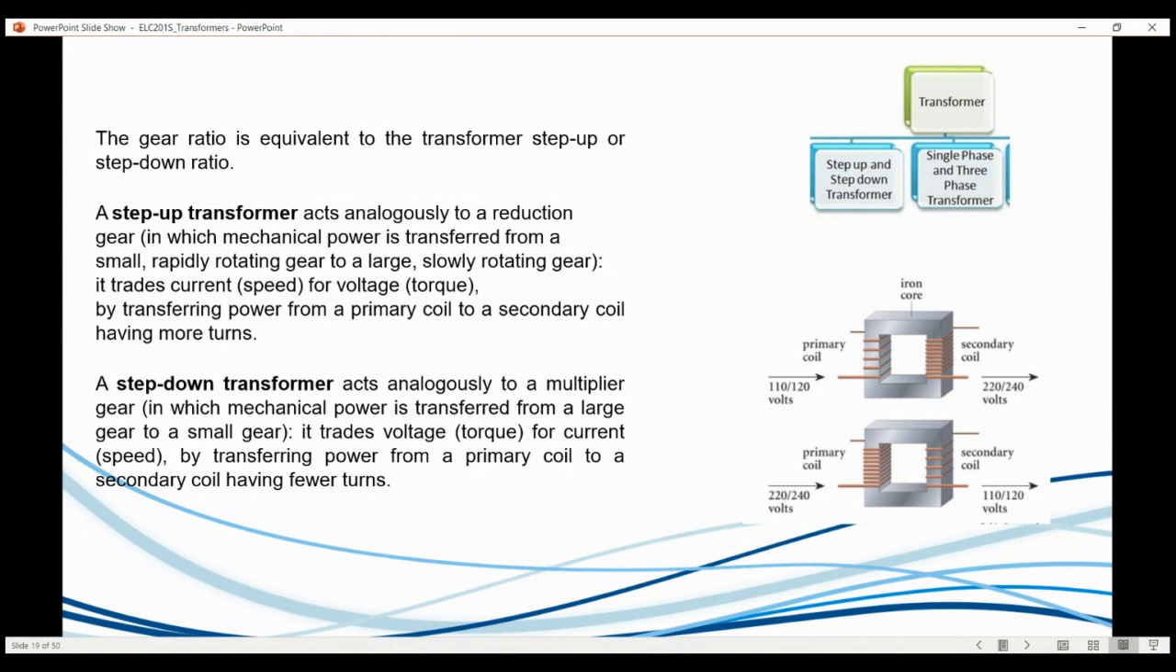The pinion turns faster than the bigger wheel on the other side, and you get your higher torque. The step down transformer is the converse of this. We have more turns, like a bigger wheel, and we're trading voltage for current. That means we have a smaller pinion on the other side turning faster. So in the step down transformer, we will have fewer turns on the secondary side and more turns on the primary side. I hope you got that.